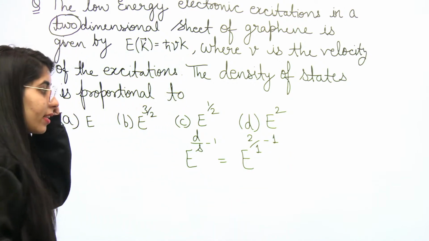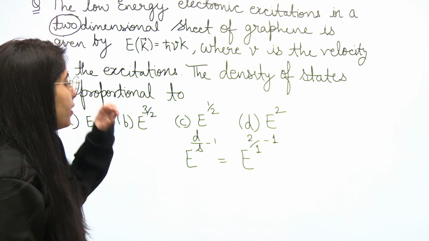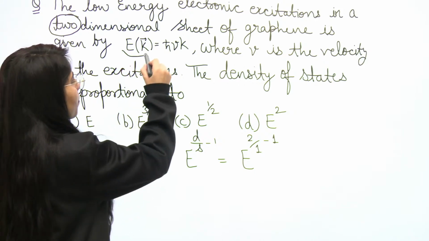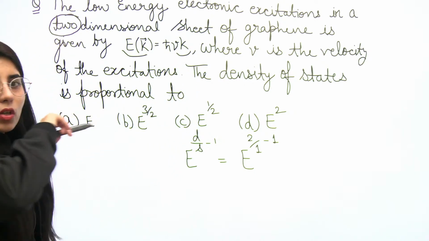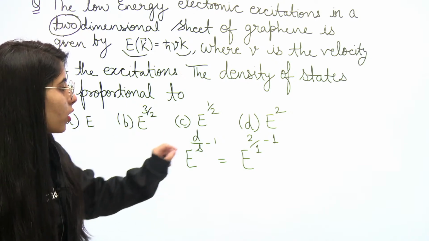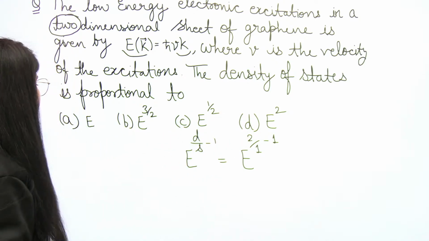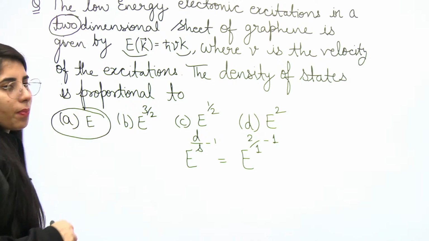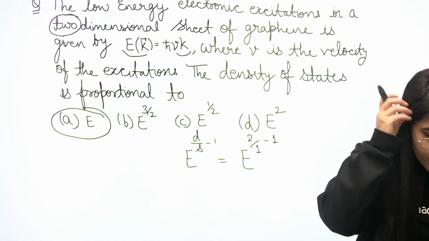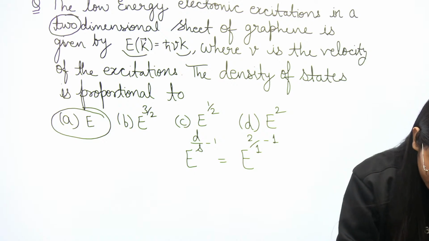That's how you can get the dependency, and you need to consider it whenever they have given you the energy dependency on K and any such expression. Then you can use this formula and get your answer. So E to the power 2 minus 1, what will that be? It's going to be just E to the power 1, and that's how you can find it out. Okay. Is this clear, Ravinder? And to everyone, is it clear now?